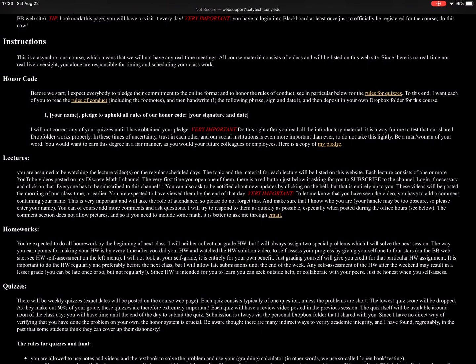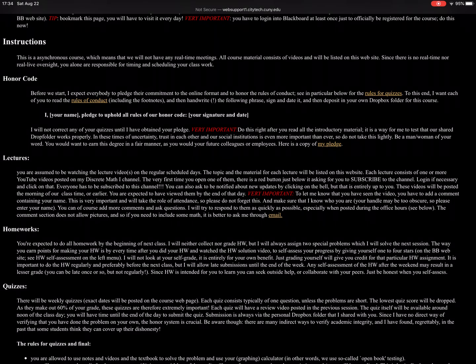A very important thing, and one of the things we're going to start with, is what I call the honor code. I expect everybody to sign a pledge, handwritten, and I'll say more about how you do this. You pledge the following, and you see the boldface there: I, and then you put your name, pledge to uphold all rules of our honor code. And then you sign and date this. It's important that you handwrite it. Don't type this. Just this phrase.